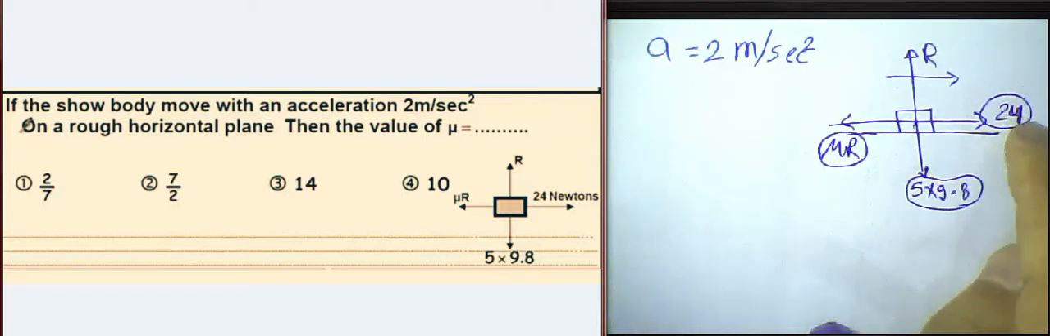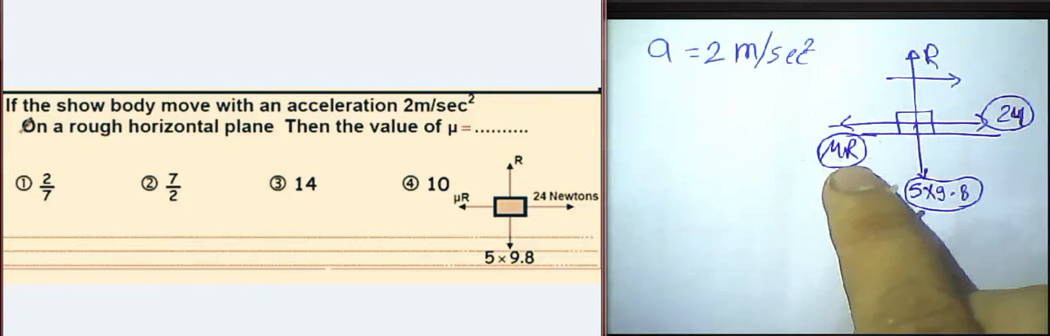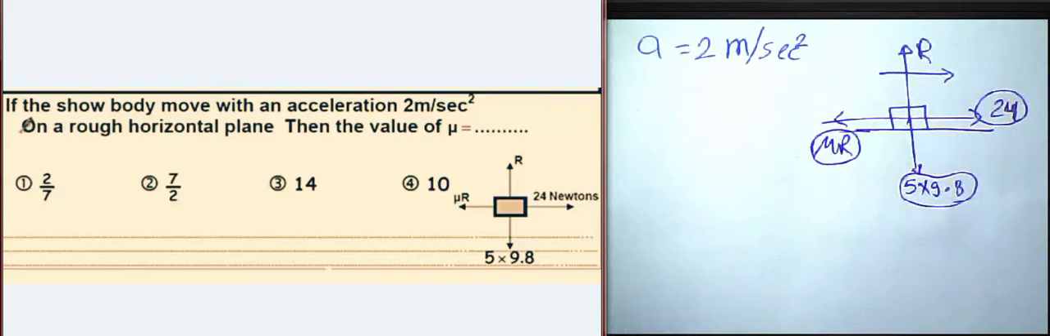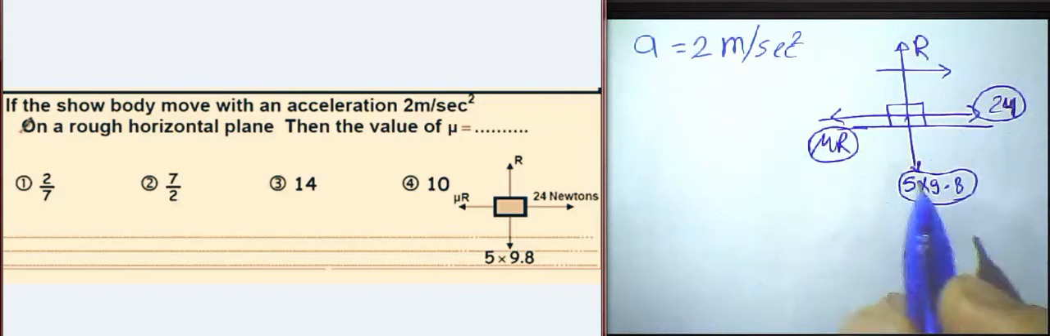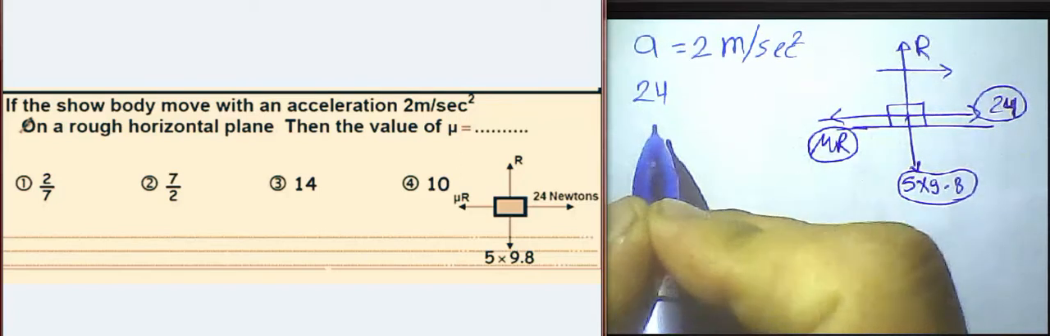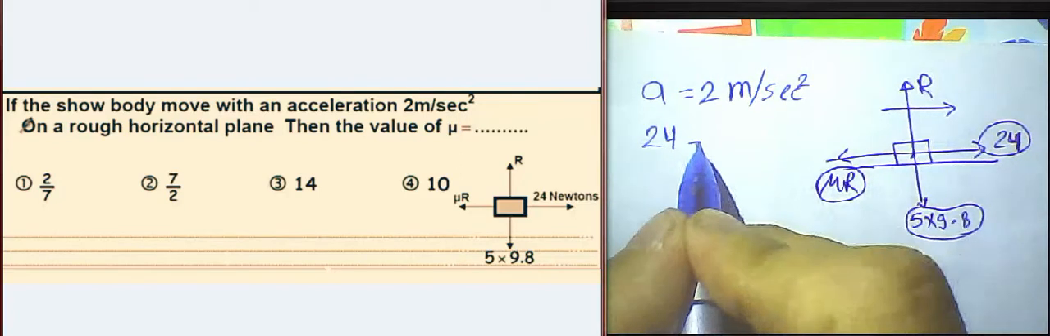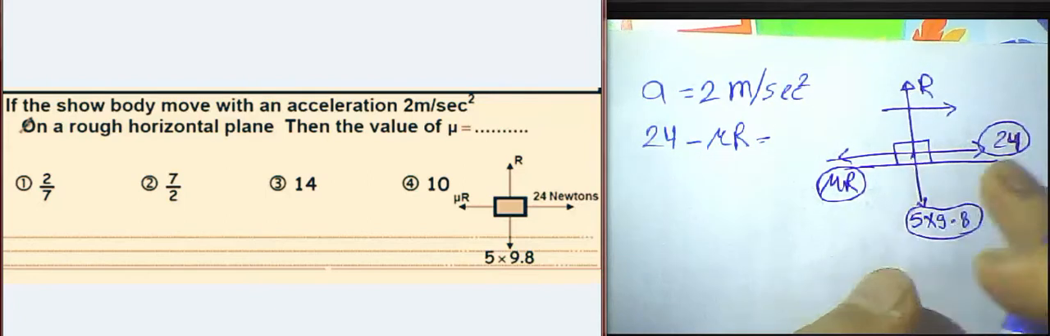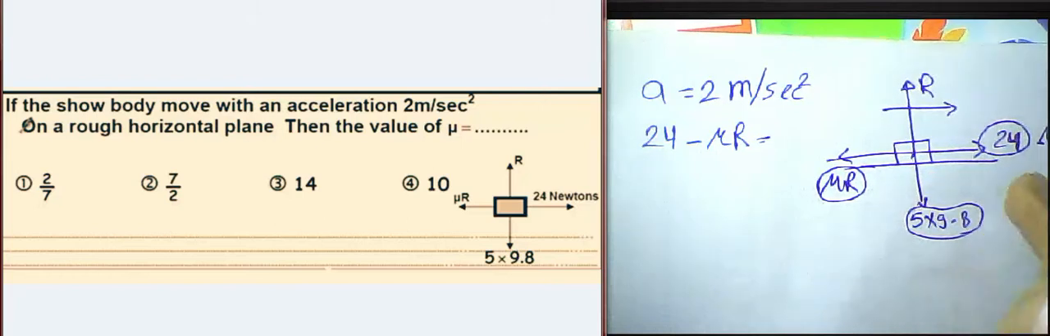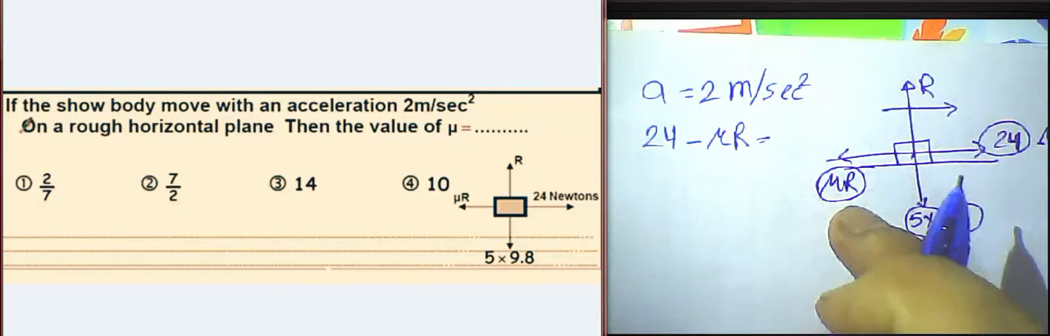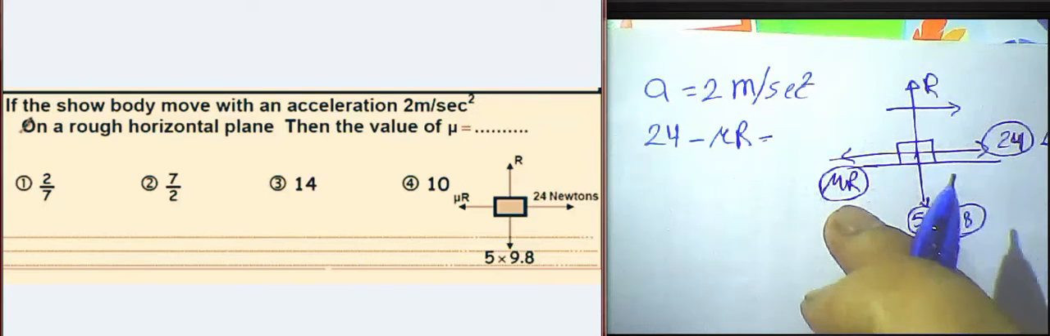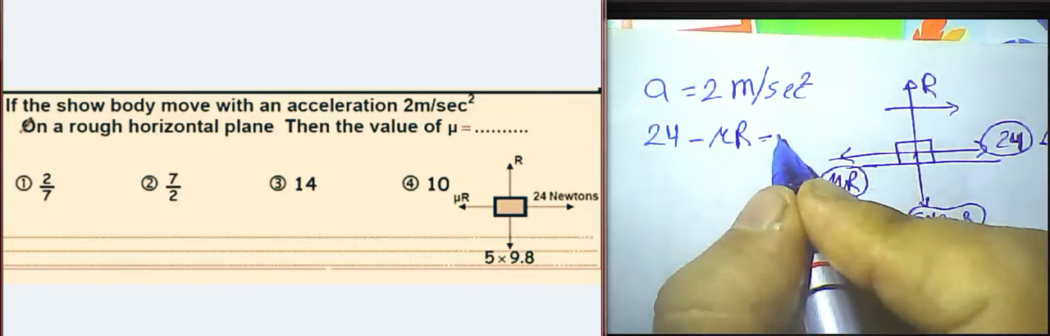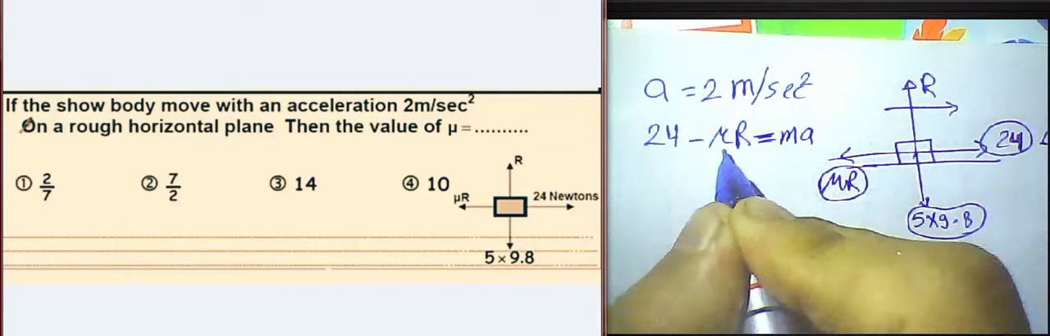24 here subtract mu multiply R equal ma from Newton rule. We can use Newton rule to solve this equation. Look at here, we can write 24 subtract mu multiply R. It is a force, okay? The force acting on the body is 24 Newton. 24 subtract mu multiply R. You want to find the value of mu, okay? Equal m multiply a. M is the weight, but mu is constant here.